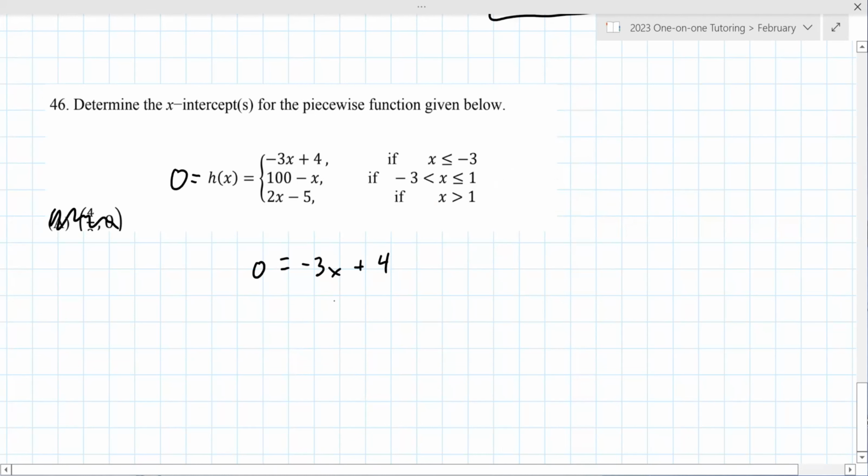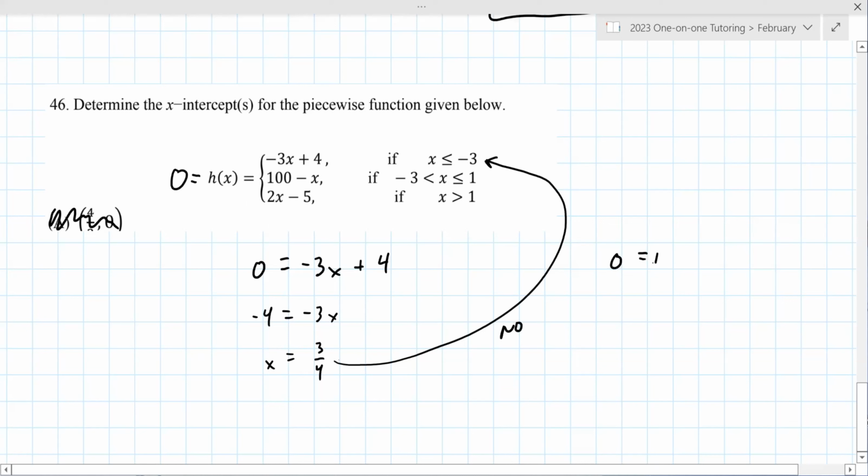So you solve this: it's -4 minus 3x, x equals 3/4, but you check, is that actually in this interval? The answer is no. 3/4 is not less than -3. This only works if the x value is in that interval. So then you try 0 equals 100 minus x. You add x to both sides, so x equals 100. But again, that's not in this middle interval.